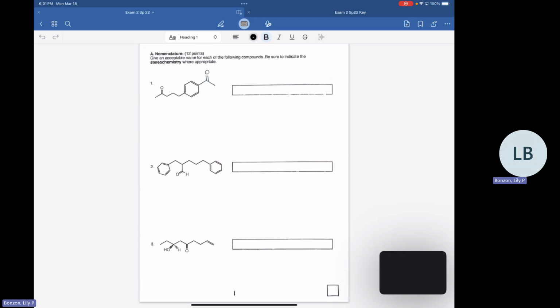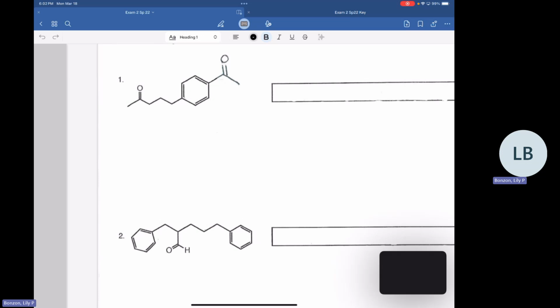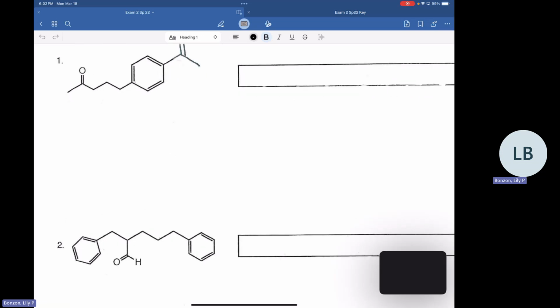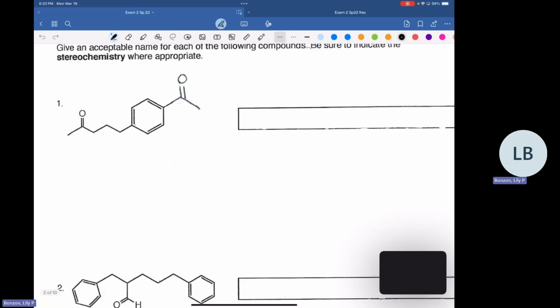But anyways, this is the spring 2022 exam, and we're just going to jump right into it. We're going to get started with our nomenclature. And again, if you can't hear me, or you need me to speak up or adjust the mic at any time, please just raise your hand. All right, so getting started with the nomenclature.